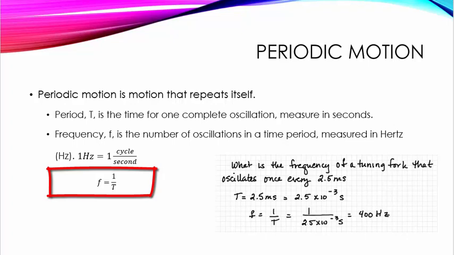And just a real quick example, find the frequency of a tuning fork that oscillates once every 2.5 milliseconds. Now remember, sometimes those periods are going to be tiny, so we need it in seconds. So we have to change milliseconds to seconds, do the math, and we end up with 400 hertz.